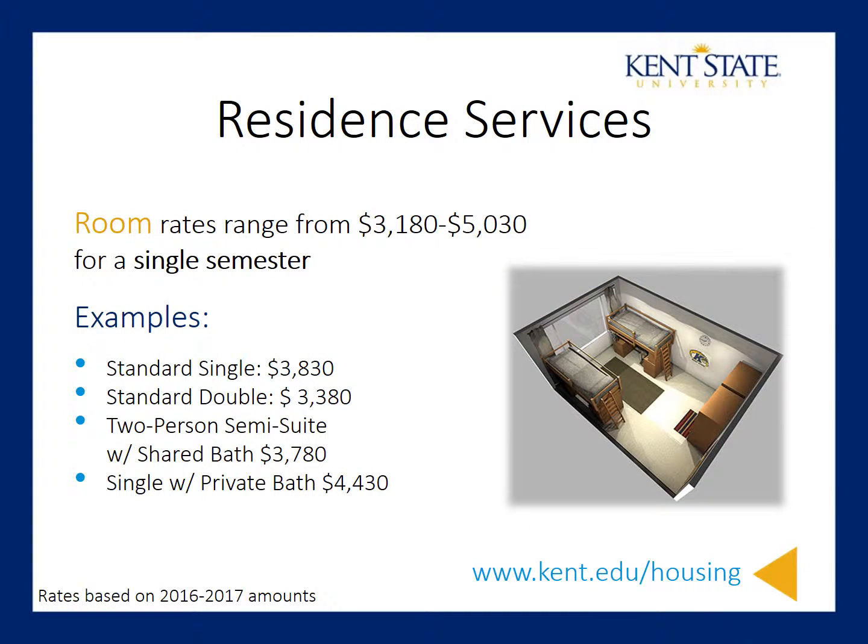The next direct cost that you are going to see listed on your invoice is housing. Where is the student going to live on campus? We have listed here the room rate range for the upcoming academic year. Housing charges vary by residence hall and room. Room rates range from $3,180 to $5,030, depending on the student's preferences. Suite and private rooms are more expensive.